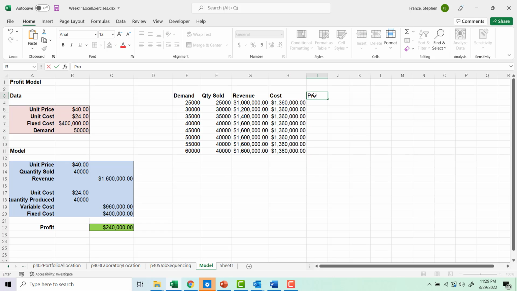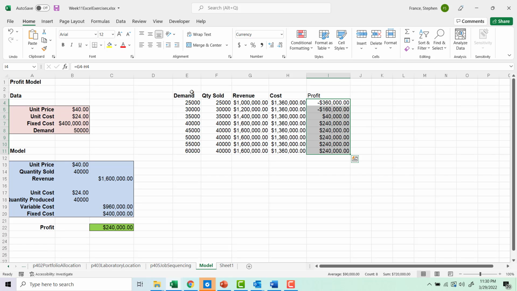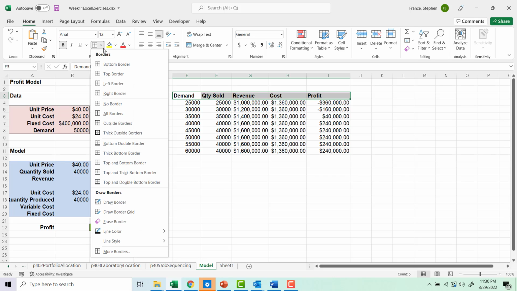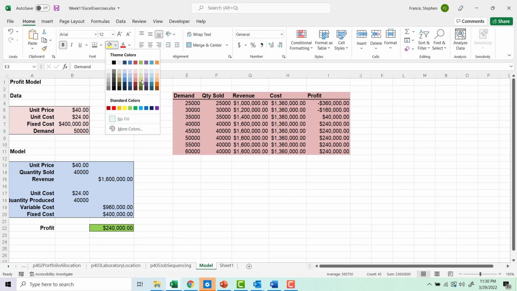And then our profit is just going to be the revenue minus the cost. So we see here we don't make much of a profit. And we're going to go Control D to drag it down. Okay, so what we're going to do is put a border on that to make it look like the book. We're going to shade it to be very light yellow.